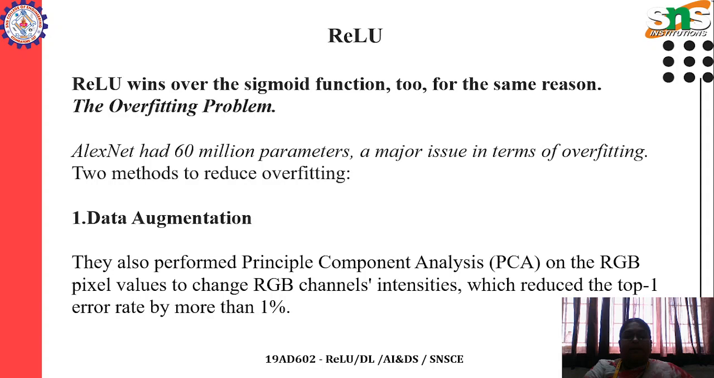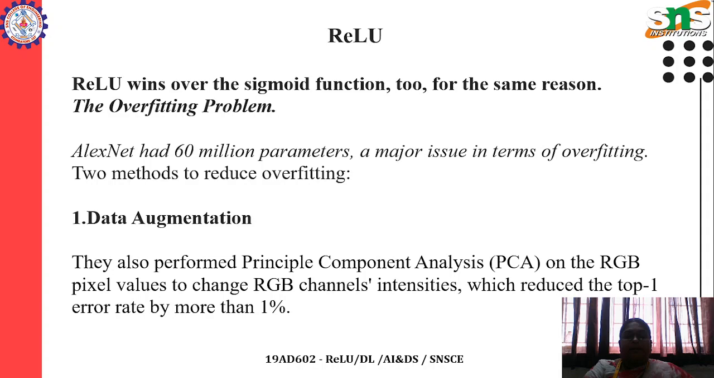In my previous lecture I explained two functions: one is the sigmoid and the other one is the tanh function. Then we saw the ReLU function, the rectified linear unit. With the sigmoid function, we have an overfitting problem. AlexNet had 60 million parameters, so the major issue is overfitting, and we are going to use two methods to reduce it.